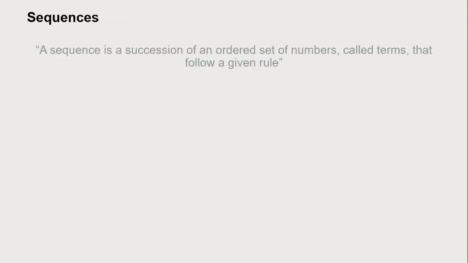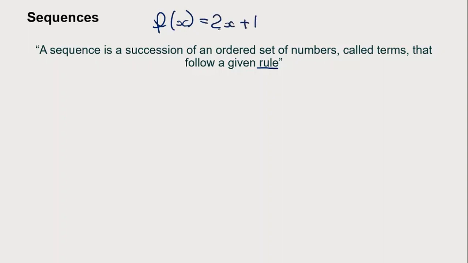A sequence, the main definition of it, is a succession of an ordered set of numbers called terms that follow a given rule. So straight off you notice the similarities between sequences and functions. With functions we talked about a particular rule that enables us to manipulate input and get some output. With sequences we still apply some sort of rule, but we are no longer interested in input-output pairs that come out normally from functions.